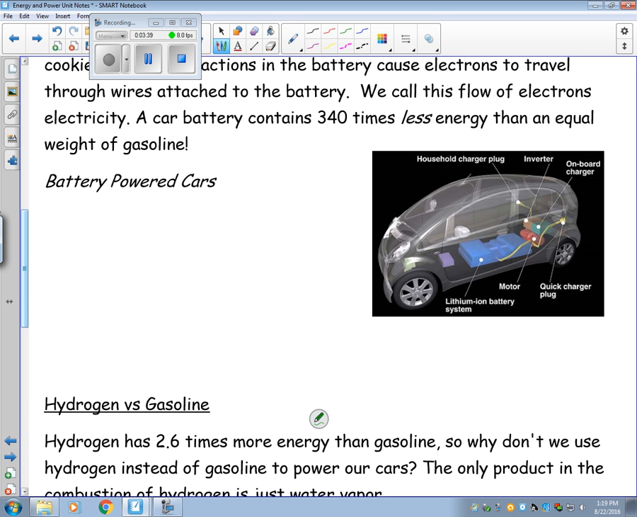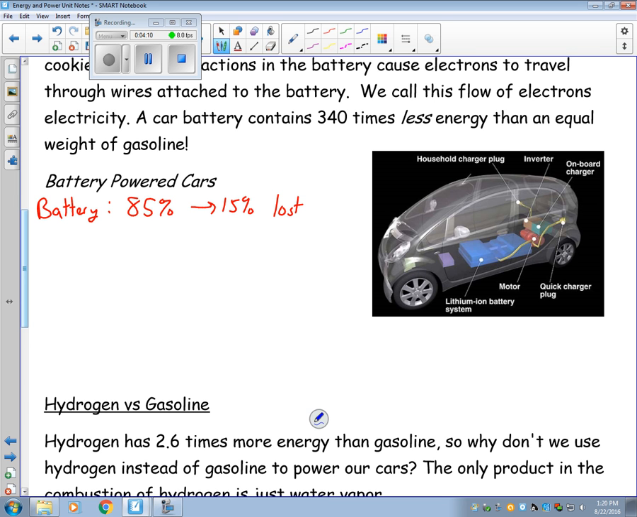Now, there's something else we need to discuss, and that's efficiency. A battery is 85% efficient. That means that 15% of that battery's energy is lost. 15% of that energy never makes it to the road. It never gets turned into kinetic energy, the kinetic energy of the car.